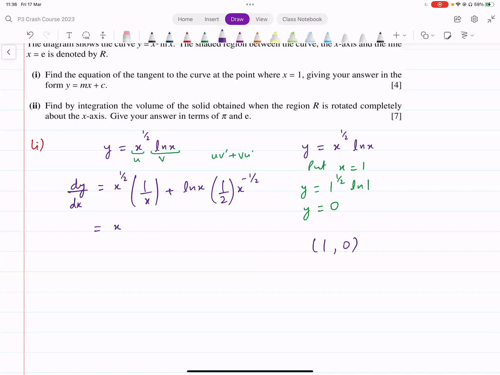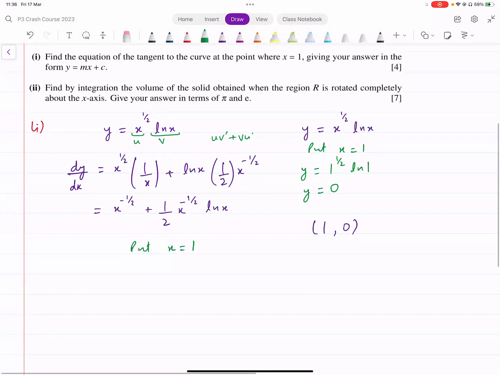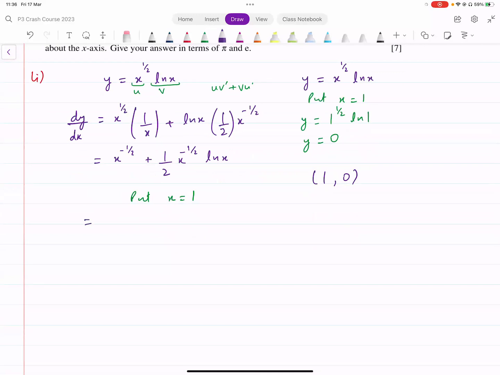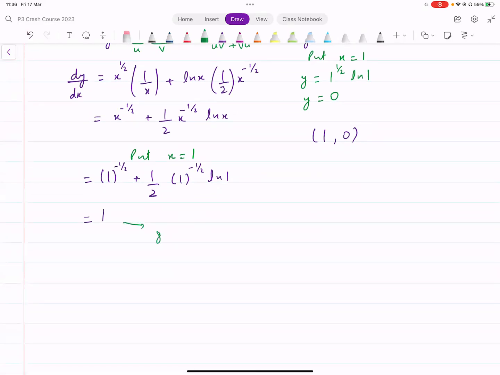Now, if we simplify this, we are getting x raised to the power minus 1/2 plus half x raised to the power minus 1/2 into ln of x. We input the value of x here, which is 1, and see what the derivative turns out to be. It's 1 raised to the power minus 1/2 plus 1/2 into 1 raised to the power minus 1/2 into ln of 1. Now, ln of 1 is just 0, so the second term becomes 0. We're just left with 1. This is the gradient of the tangent at that point.